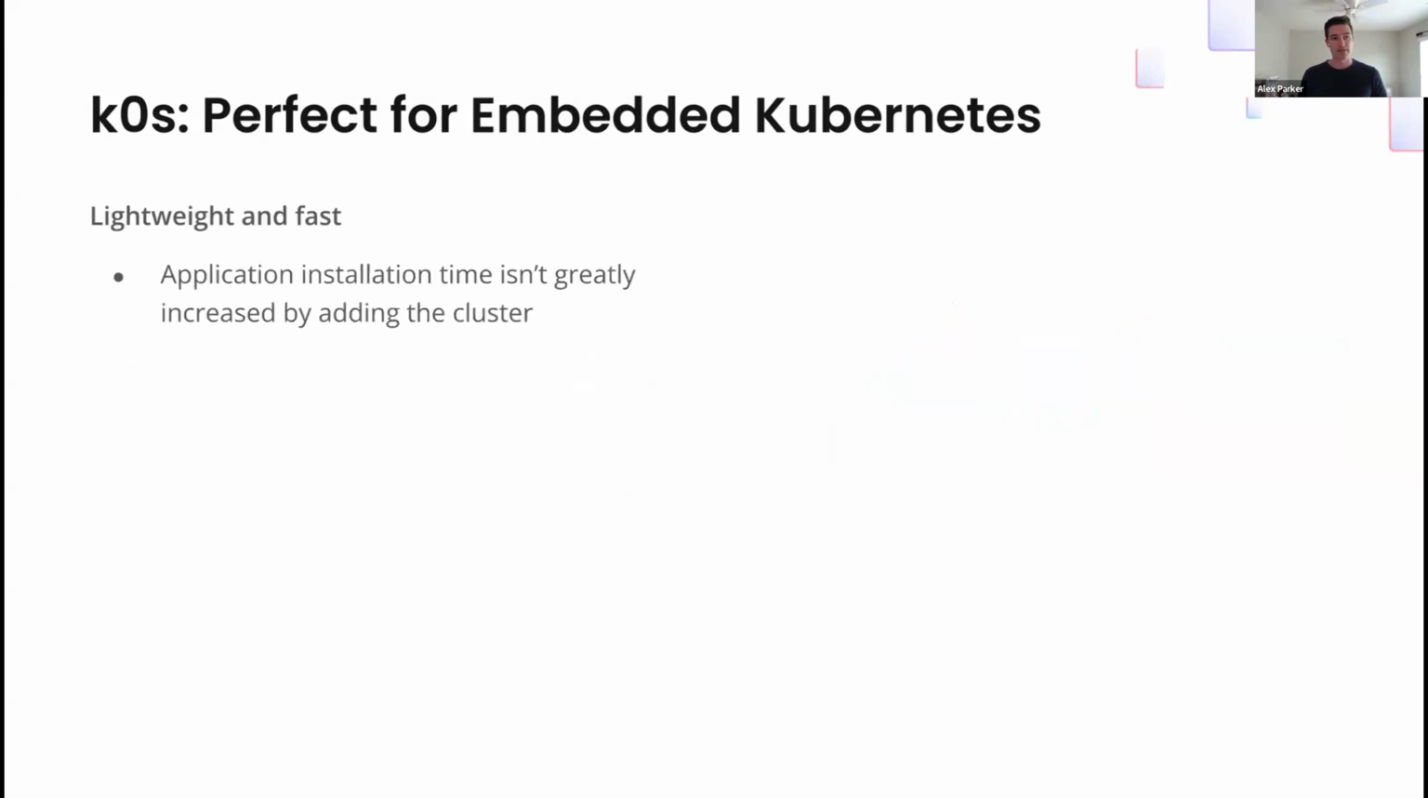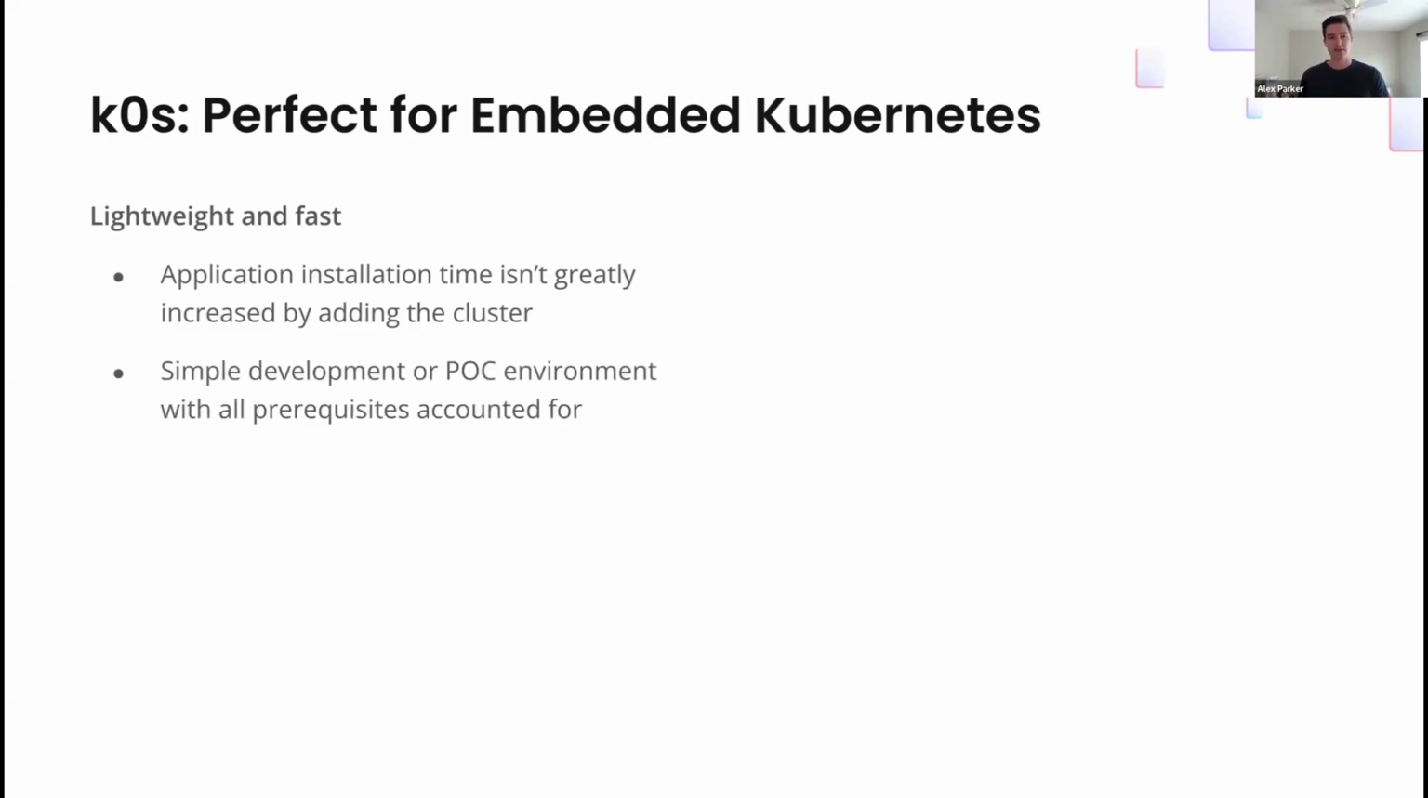One is that it's lightweight and fast, so the application installation time isn't greatly increased by adding a cluster into it. If your application takes 20 minutes to install, but the kURL installation takes 15 minutes, you've almost doubled your installation time by adding that embedded Kubernetes component. Whereas if the embedded cluster might take only 4 minutes to install, it's a much more marginal increase in the installation time, so it's a lot faster.